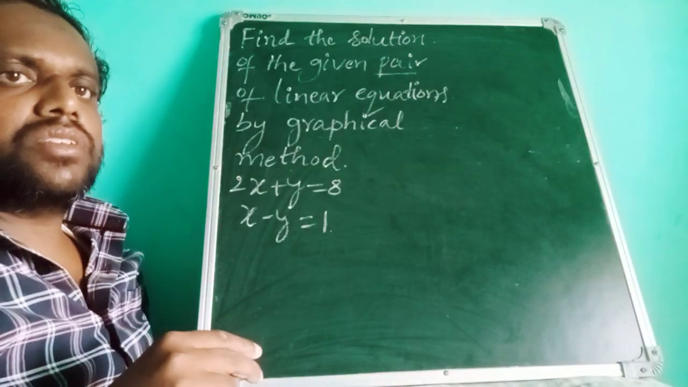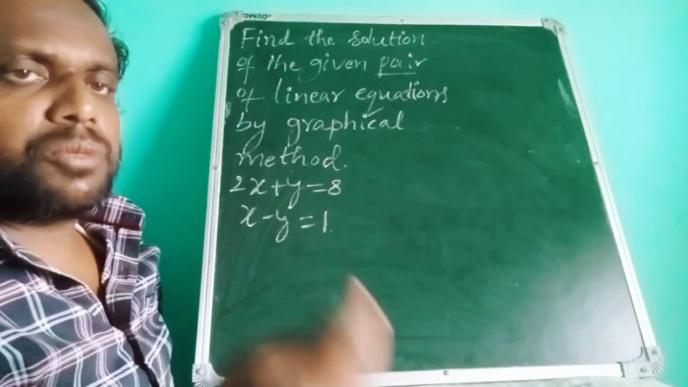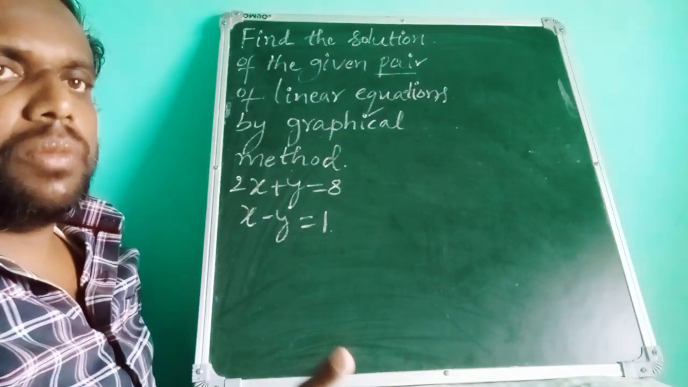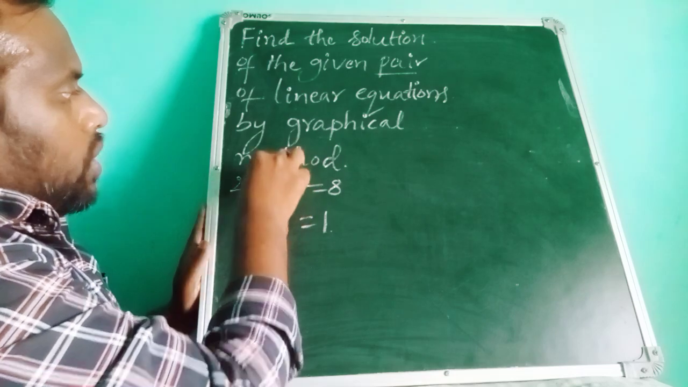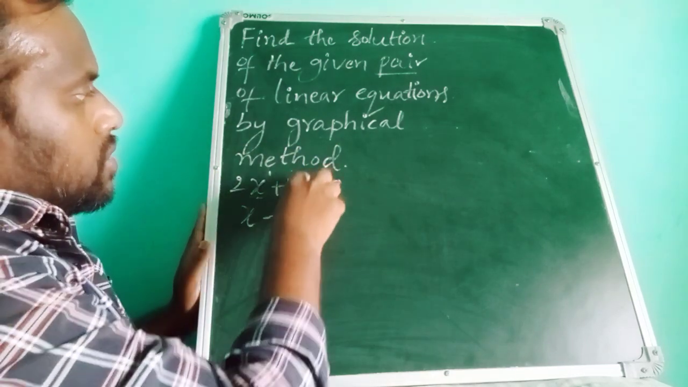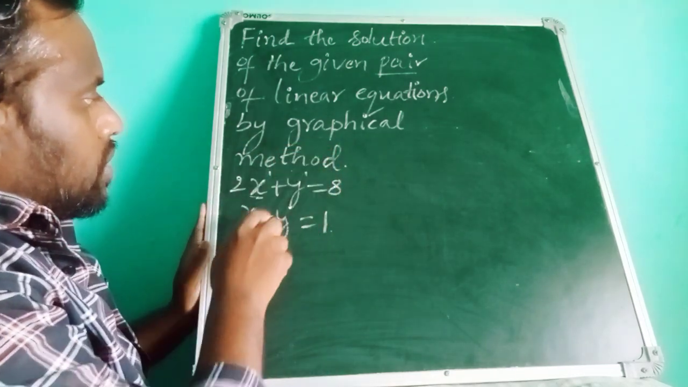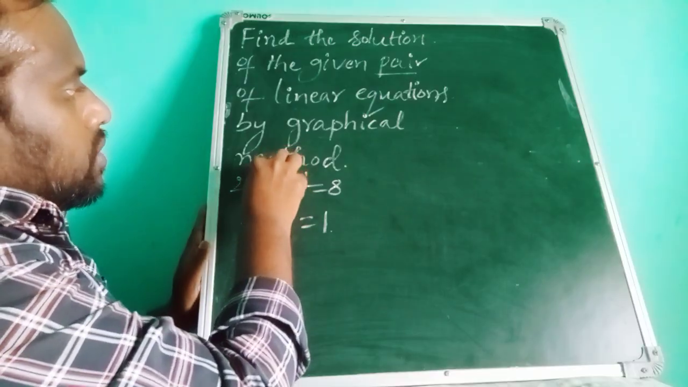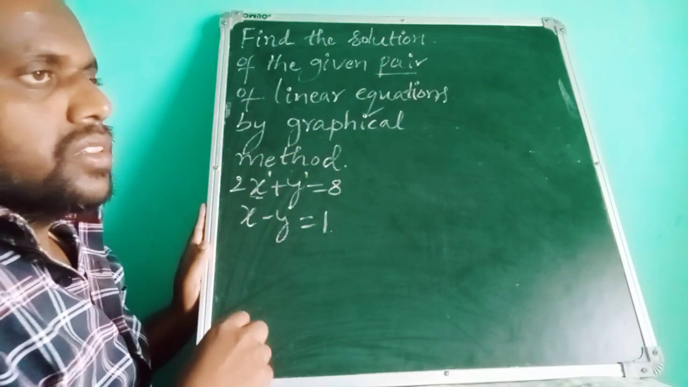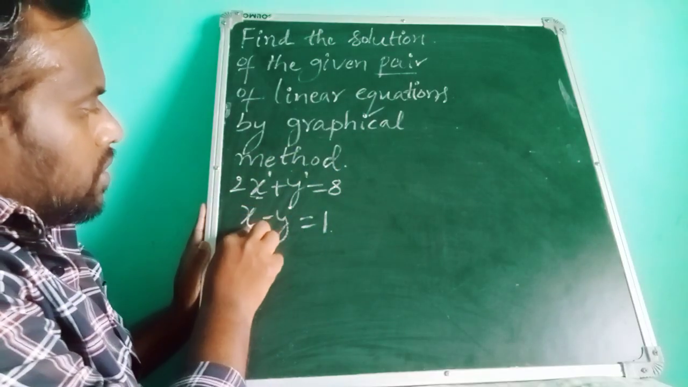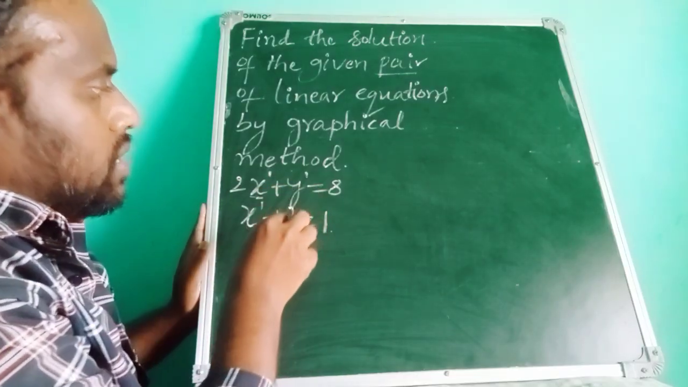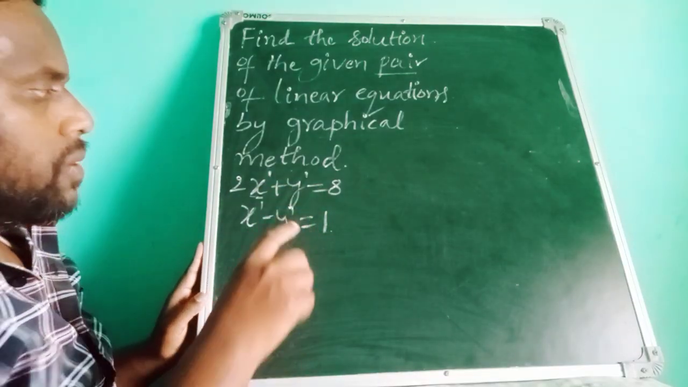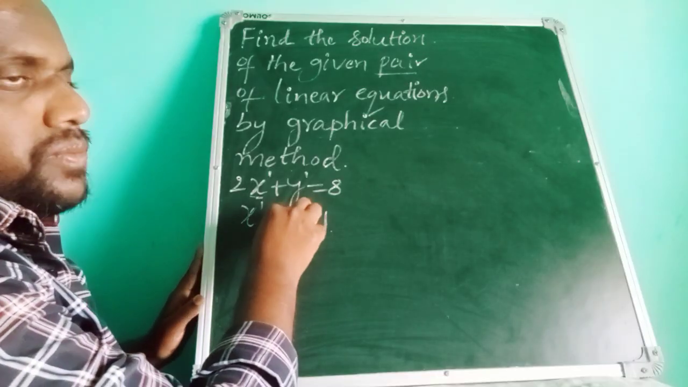Linear equation means the highest power of variables x and y will be 1 only. See, you take x, here nothing is there means 1 is there, power 1. Here also nothing is there means 1. Similarly here nothing is there means 1. Take y, here nothing is there means 1 is there. So the highest power is 1.